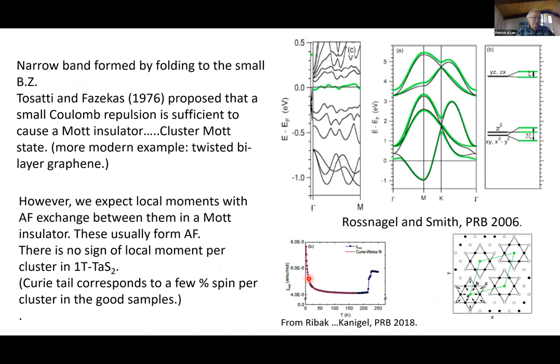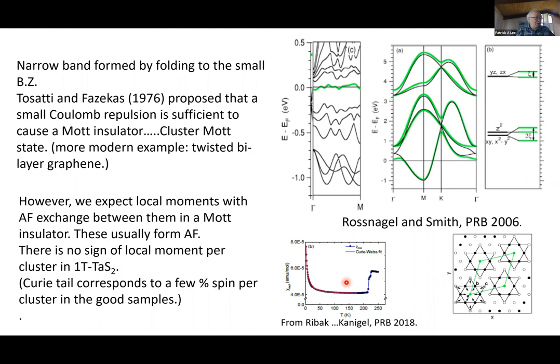There's a very, very small Curie tail, but this only corresponds to a few percent, 10 to the minus 3 per cluster. So it's like 10 to the minus 4 per tantalum. It's a very small Curie tail. So this is just a little bit of impurity, you know. But here we expect one spin per 13 sites. So the Curie tail should have been much bigger if there were local moment. So there are not even signs of local moment up to 200 Kelvin. So this is rather strange.